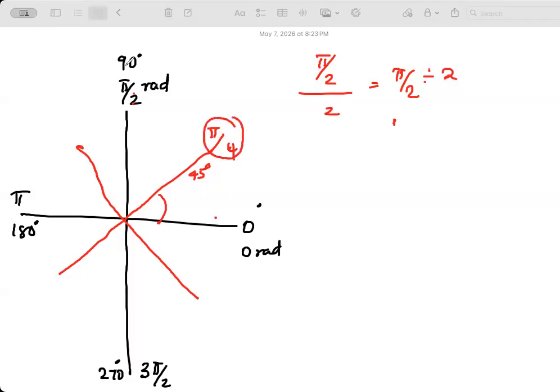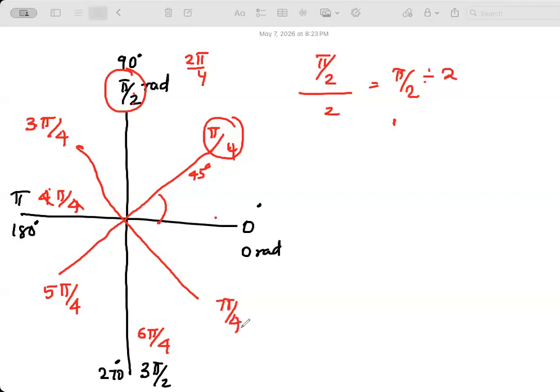This is 1 pi by 4. This is 2 pi by 4, but you don't call it 2 pi by 4. We call it pi by 2. Then this should be 3 pi by 4. This one will be 4 pi by 4, but you don't call it 4 pi by 4. You call it pi. This one would be 5 pi by 4. This one would be 6 pi by 4. This one would be 7 pi by 4. Any questions, guys?